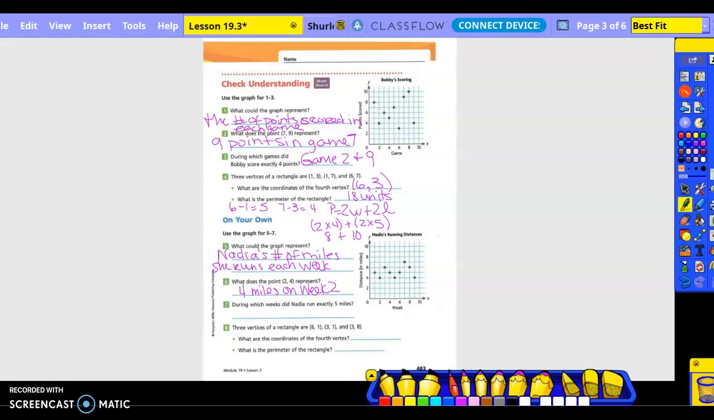During which weeks did Nadia run exactly 5 miles? So we're going to go up the y-axis to 5. And we have week what? Week 1. What other ones? Week 4.